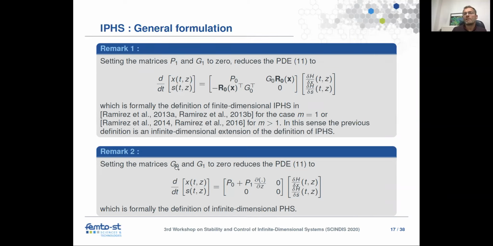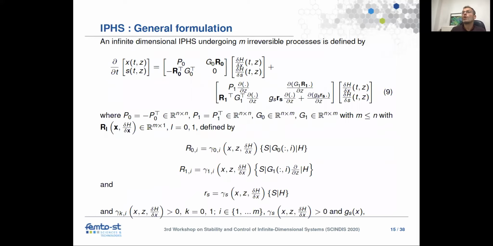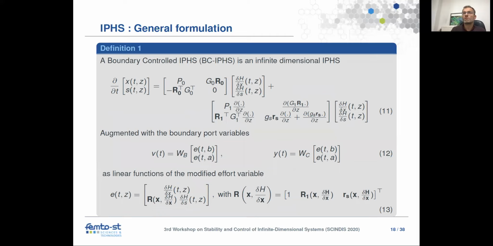And if we set G0 and G1 to 0, then we have a PDE system that is similar to the one we have used before, meaning that we have a skew symmetric differential operator. And in this case, the balance on the entropy is 0 because the system is power preserving. So it means that there is no irreversible entropy production. So it means that this formulation allows us to cope with the previous one, which seems good.